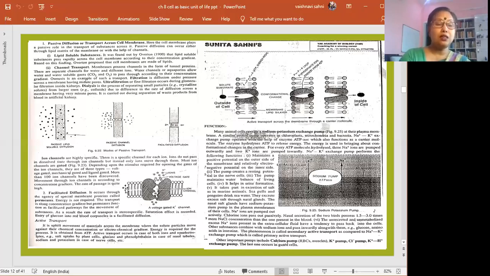Facilitated diffusion occurs through a membrane protein, which is also known as permease. Energy is not required because it is passive. It occurs in any state of matter, again from higher concentration to the lower till equilibrium is reached. So this is all about the passive.